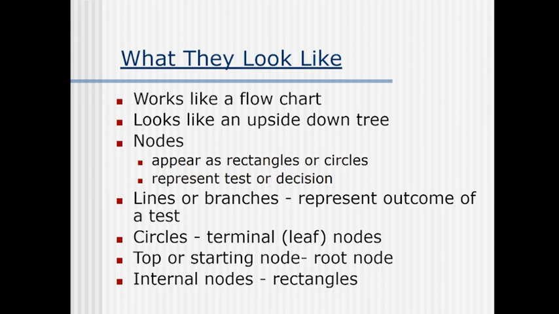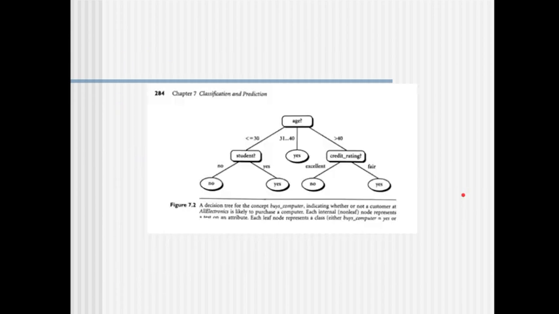Well, they kind of look like an upside-down tree, or kind of like a flowchart. They're pretty commonly used in programming, even outside of AI. So nodes appear as rectangles or circles, and they represent the test or decision. Lines or branches represent the outcome of the test. Circles are terminal leaf nodes, and the top or starting node is called the root node, and internal nodes are usually rectangles. So this is what they look like. This would be the root node, and then they go down to circles, meaning they don't go anywhere from the circle. The circle is kind of the end point, and anything in between would be represented in a rectangle.